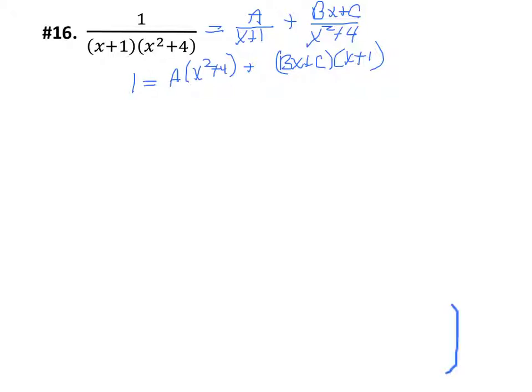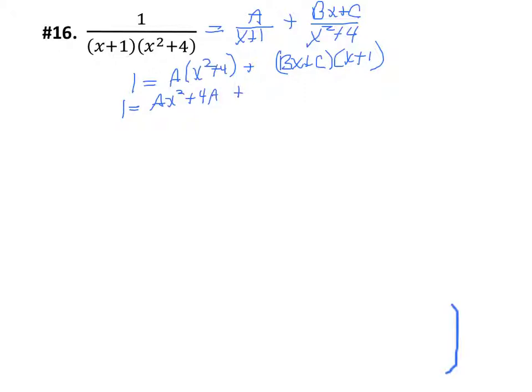All right. So to do systems, I've got to multiply everything out here. I have to distribute my A and FOIL together Bx plus C times x plus 1. So now, putting those together, I get 1 equals Ax squared plus 4A.